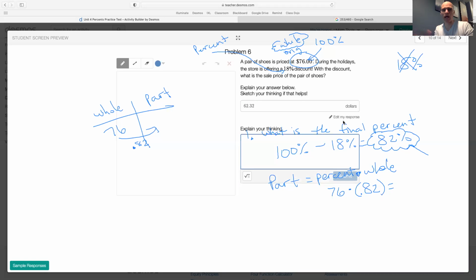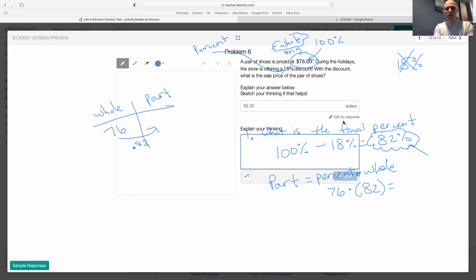So what I like my students to do when they're asked to explain their thinking is just show their work in the box. You could show your work by drawing all this stuff that I just drew on the screen, like in the sketch box here on the left side of the screen. Or if you prefer, you can type it into the explain your thinking box.